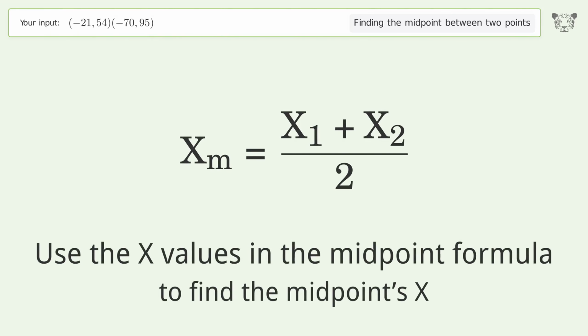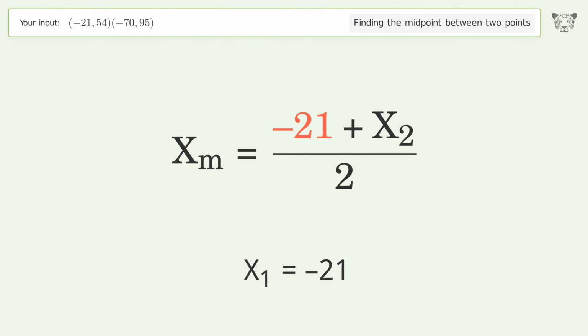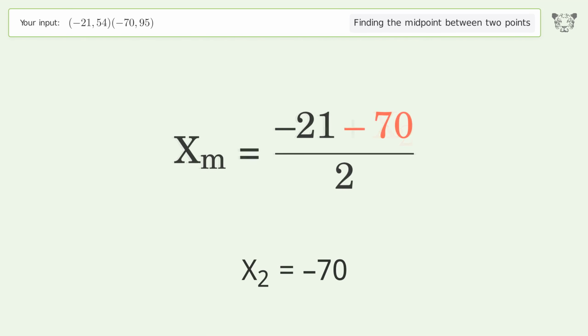Use the x values in the midpoint formula to find the midpoint's x. x1 equals negative 21. x2 equals negative 70. Simplify the arithmetic.